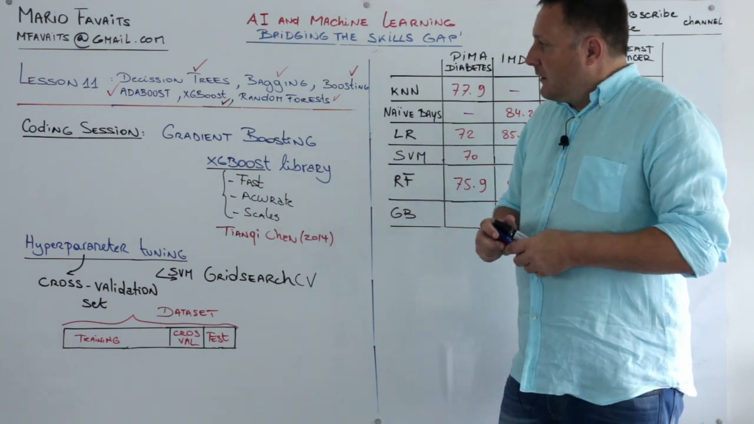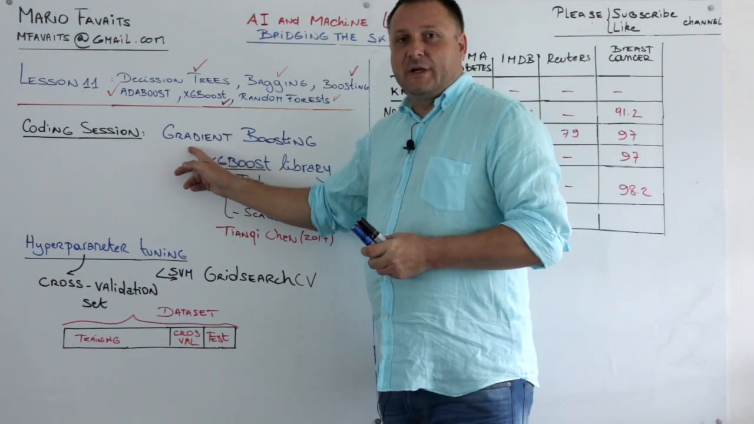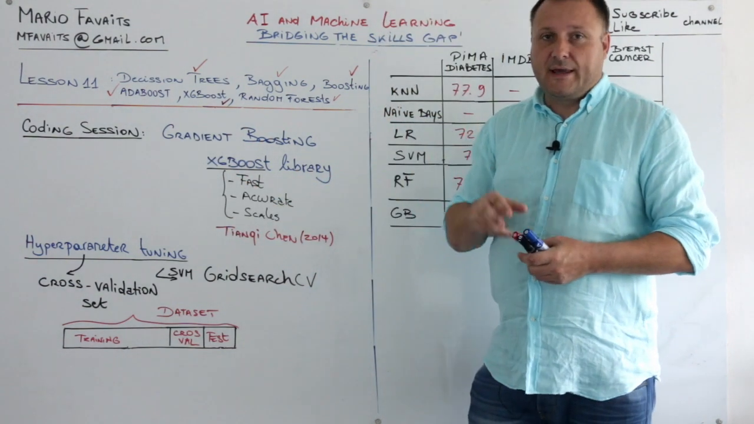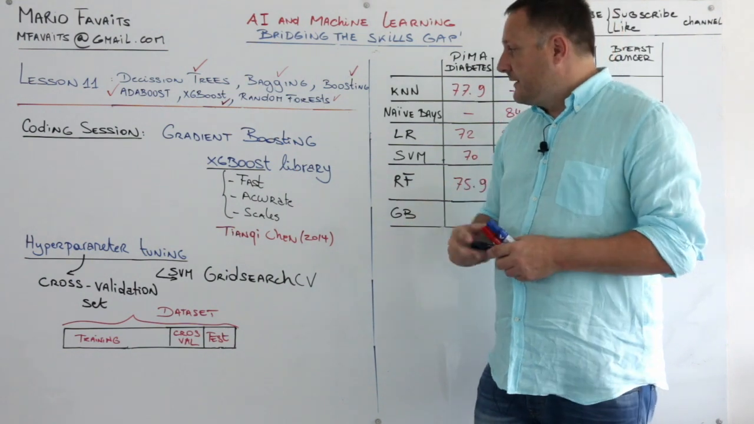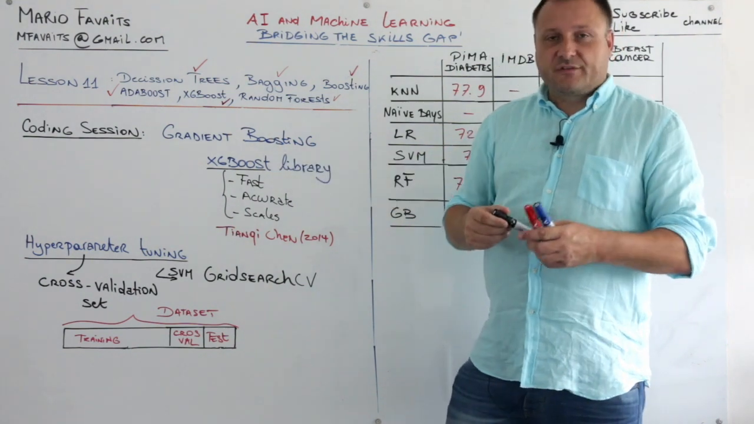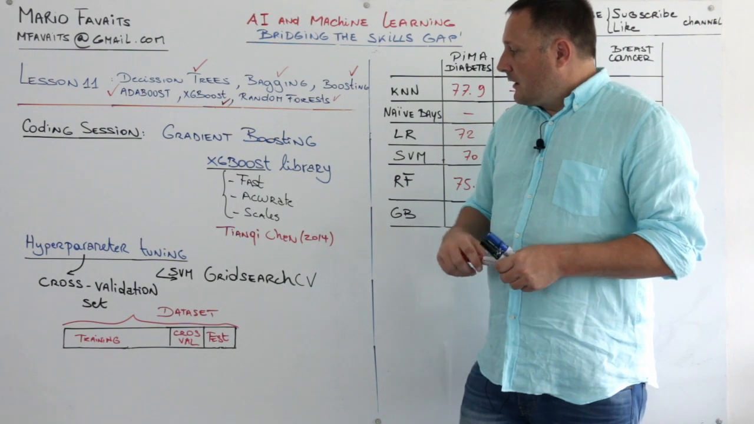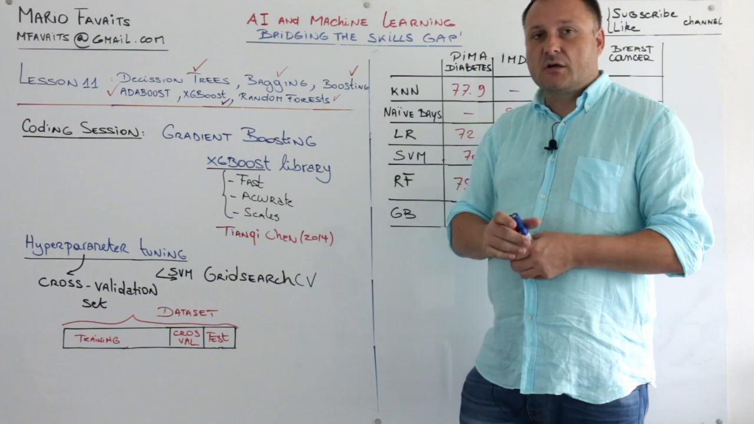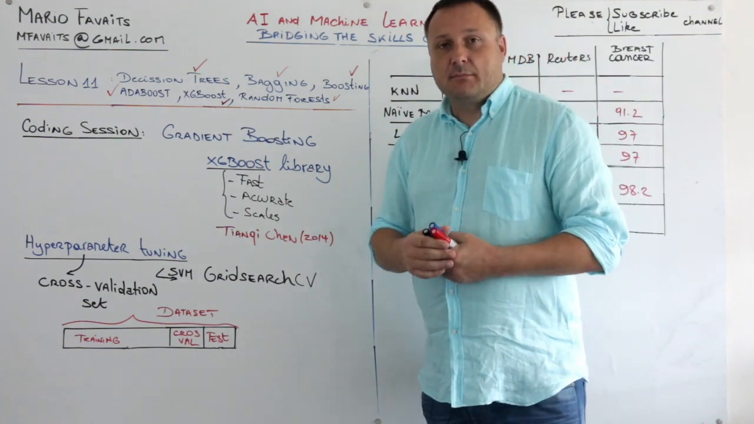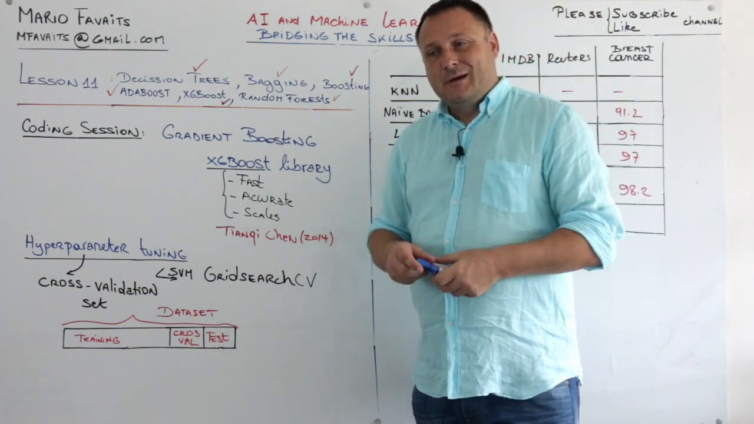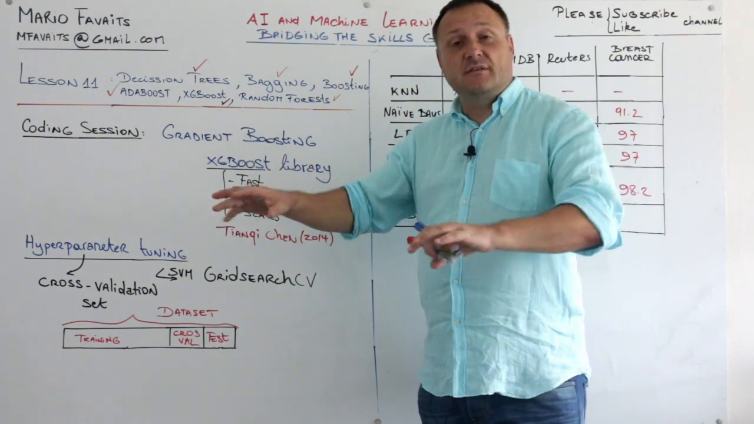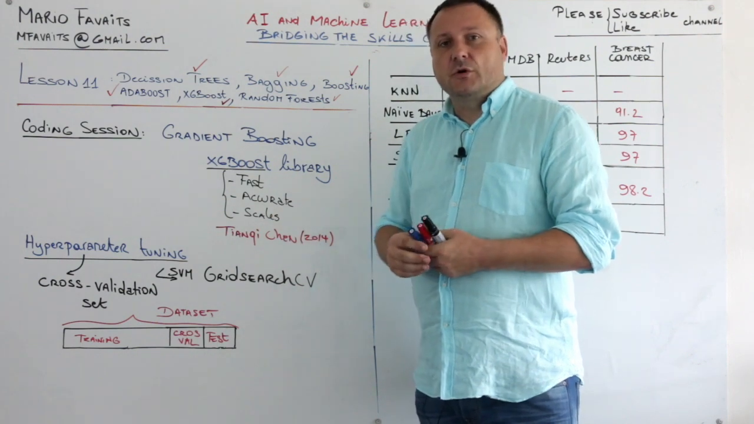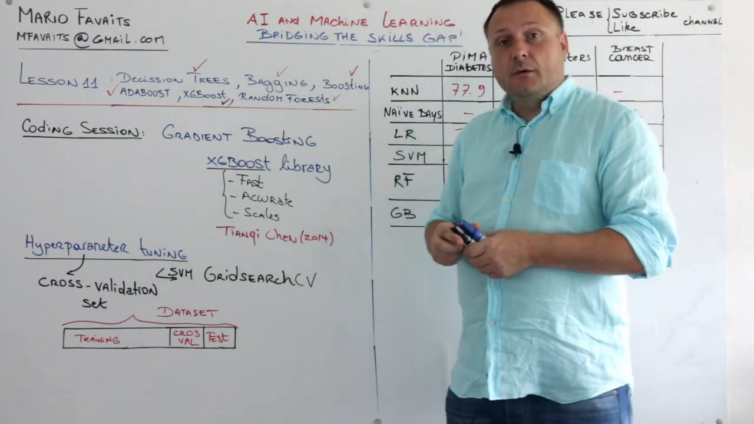So this coding session will be about gradient boosting, and the library that we will be using will be XGBoost. XG, Extreme Gradient Boosting. It's actually gradient boosting on steroids. It's very fast, it's accurate, and it scales. It scales because it can work with a machine that has multiple cores, but it can also work when you have machines distributed all over the place. So it's really tuned to give parallel computing a big shot.